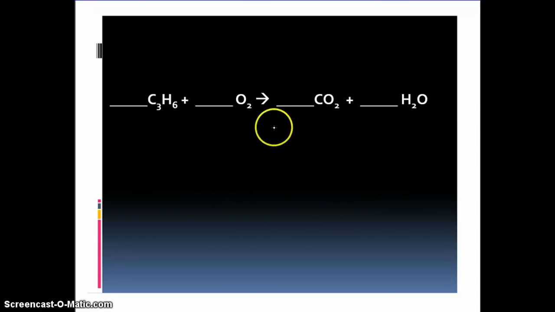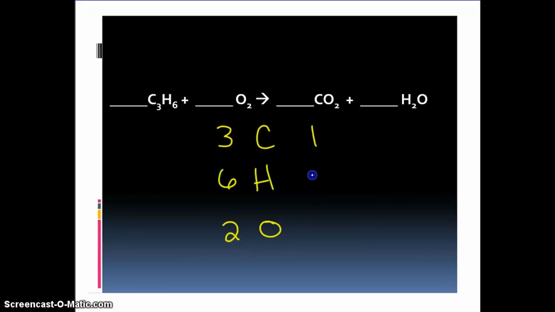All right, this is C3H6O2 plus O2. What we've got here: 3 C's, 6 H's, and 2 O's on that first side. And then 1 C, 2 H's, and then we've got split O's. We've got 2 and 1, which gives us 3 O's. Okay? All right, let's start with the C's.